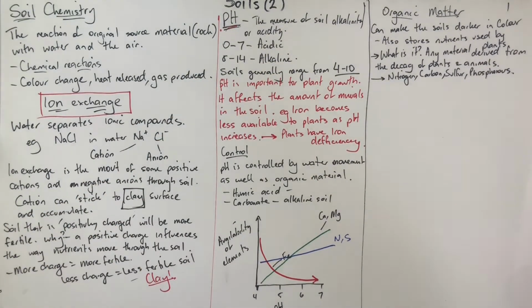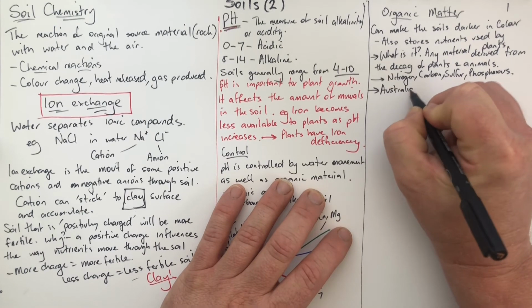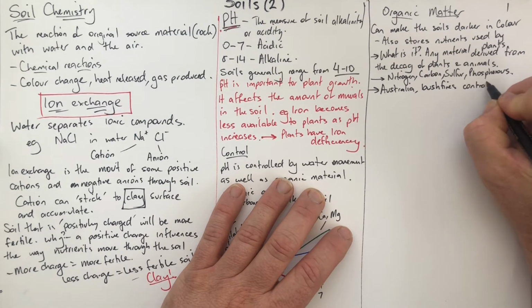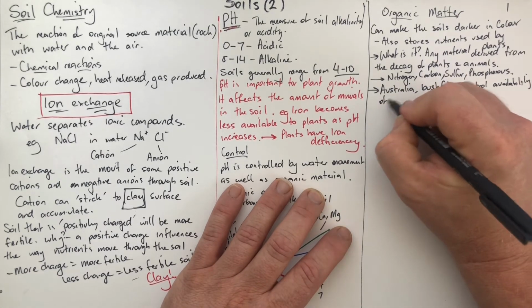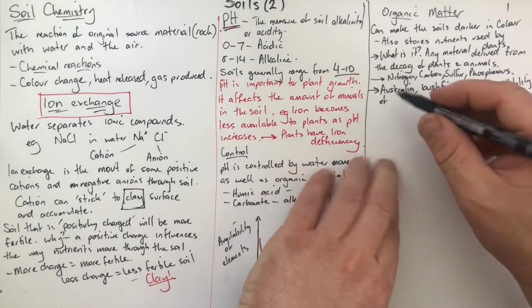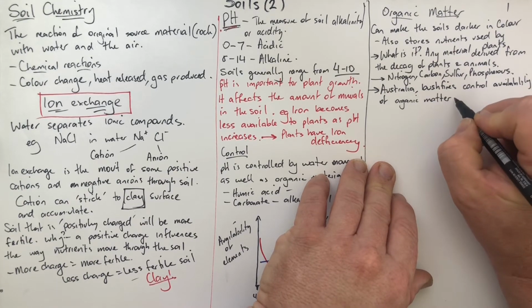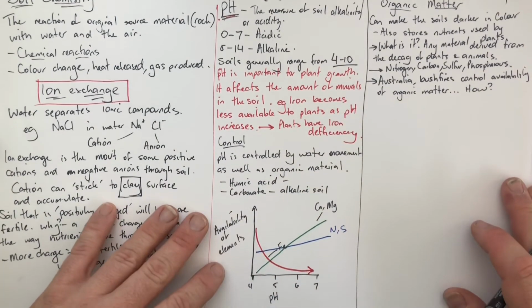Bushfires actually play a really important role in reducing the amount of organic matter. Why is that? I guess that's a question I'm going to leave for you. In Australia, bushfires control availability of organic matter. How do they do that? Please think about that. How do bushfires do that?